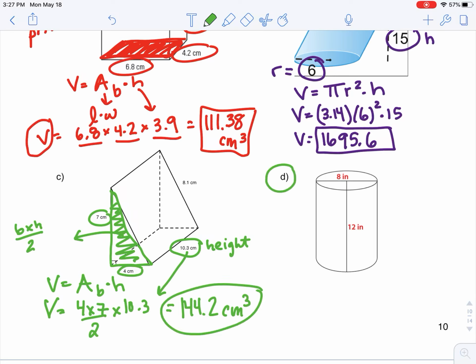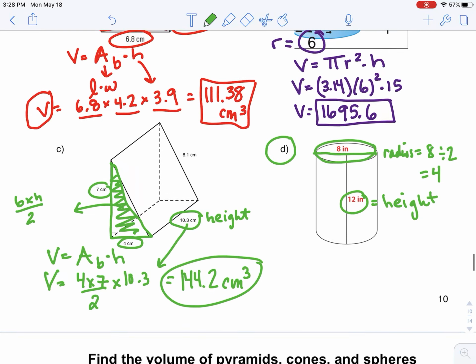All right, I'm going to leave D for you guys to do on your own. Just be really careful. For this up here, this 8 is the diameter. Remember, the problem wants the radius. So our radius would just be 8 divided by 2, which would be 4. This number here is your height. Okay, so just plug that into the formula, find the volume of those. Those are your formulas for volume of a prism or a cylinder.